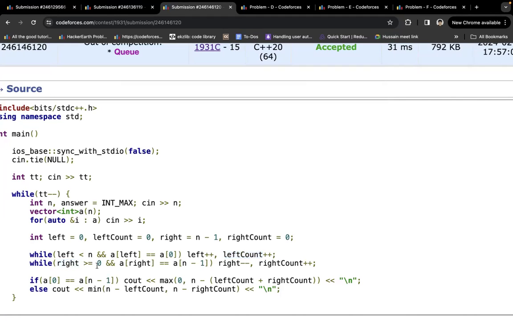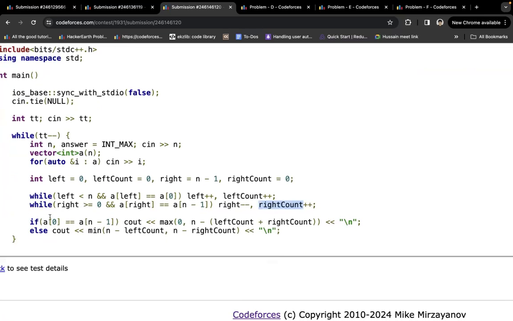And for the suffix, while right is greater than or equal to 0 and a[right] is equal to a[n minus 1], right minus minus, right count plus plus. So if a0 is equal to a[n minus 1], cout max of a0 comma n minus left count plus right count. Why am I saying this? Because if all elements are equal, then left count will be n and right count will also be n, so this answer will come out negative, but that is wrong. The answer has to be a non-negative number. So that is max of 0 comma n minus left count plus right count.